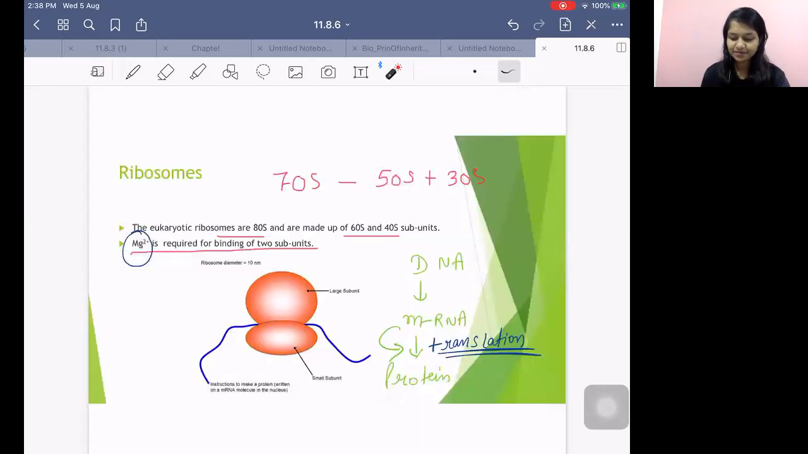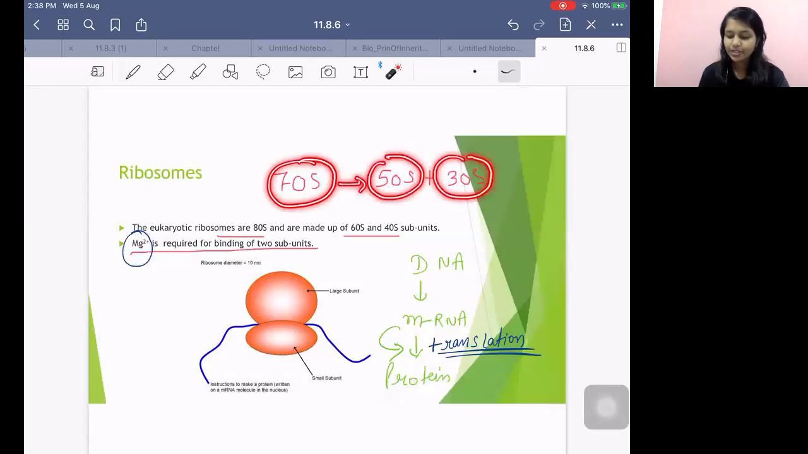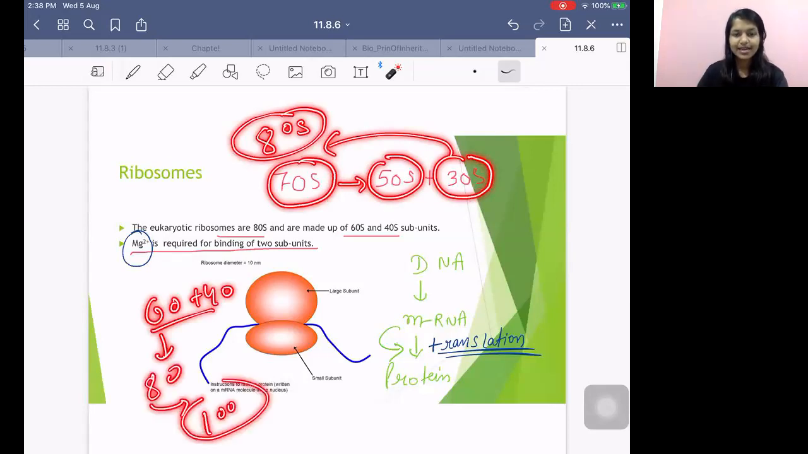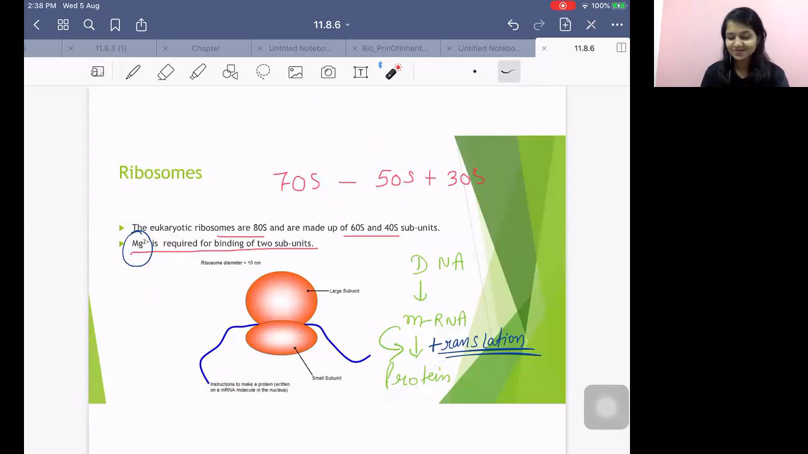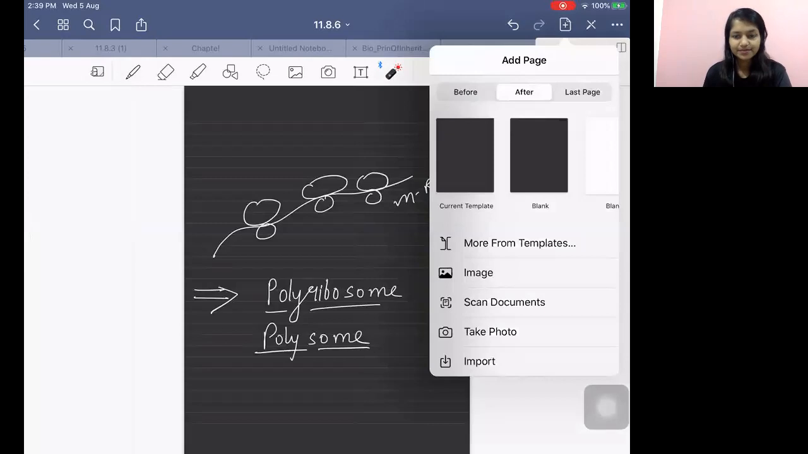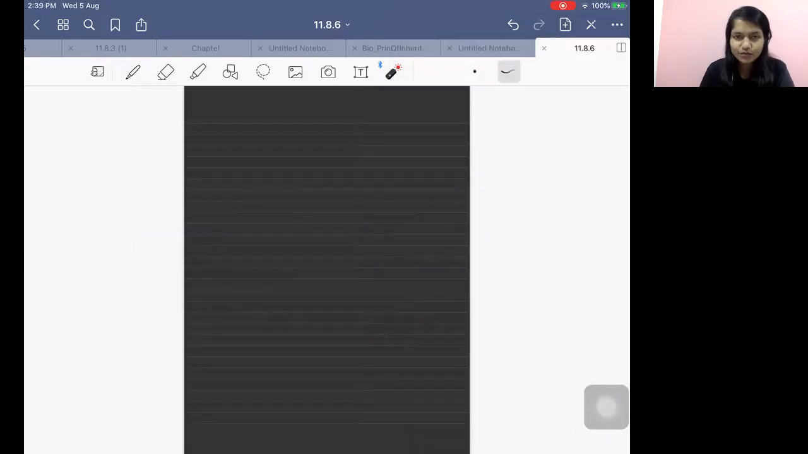Now, who will tell me how 70S is coming from 50 plus 30? It should give you 80, right? And how is 60 plus 40 giving you 80? It should actually give you 100, right? Anyone can answer that? You want to know? So let me tell you the information behind it. Okay. So ribosome, if you see it very carefully, start with 70S. If you understand one, you will understand the rest of it.